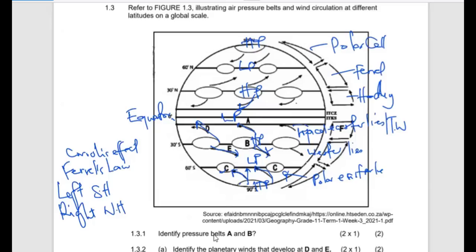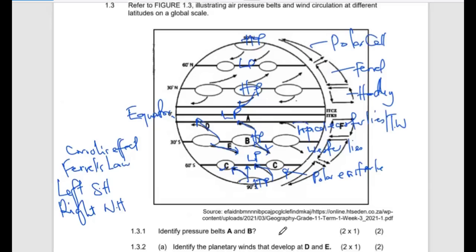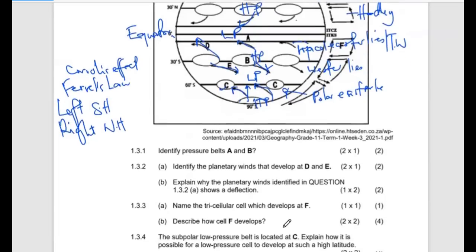So moving on to our questions, we're going to use this information here to apply it to the given questions. Identify the pressure belts A and B. A, we have already mentioned that this is A is equatorial low pressure.